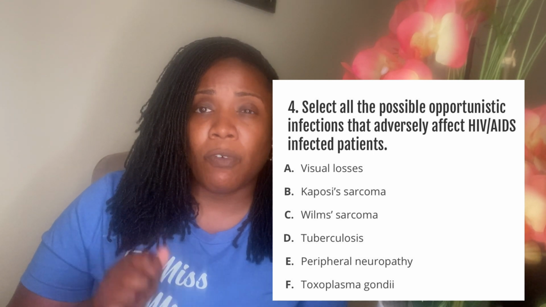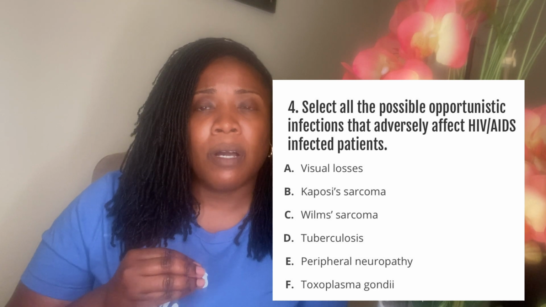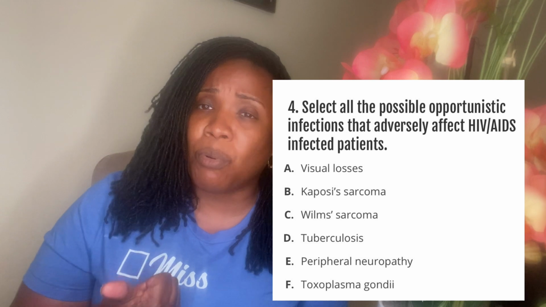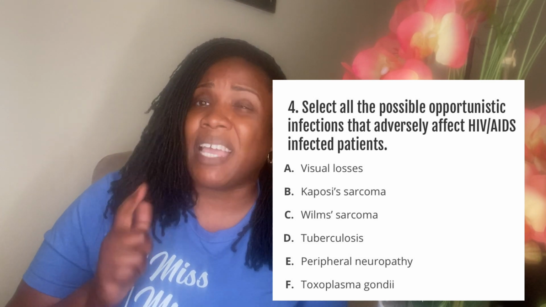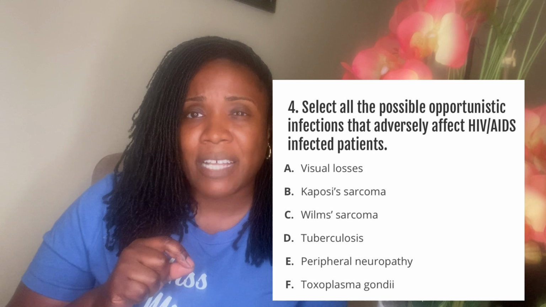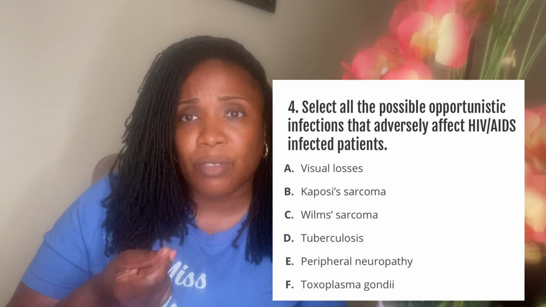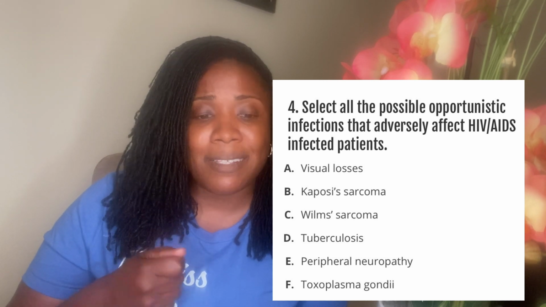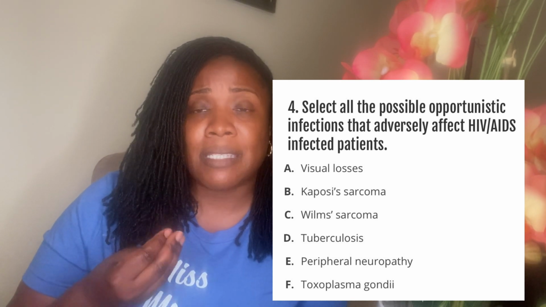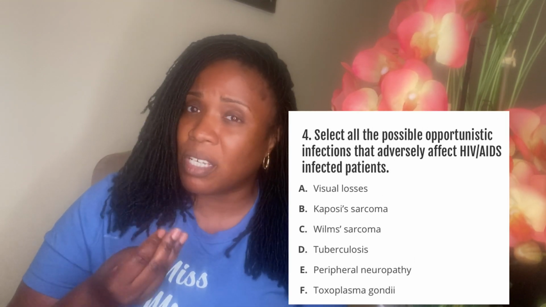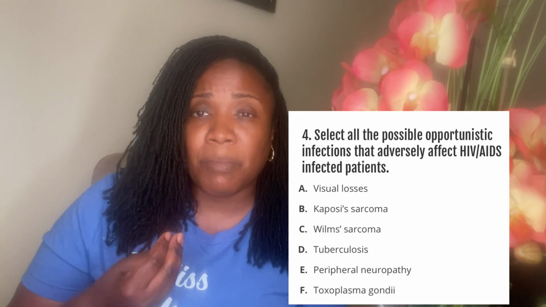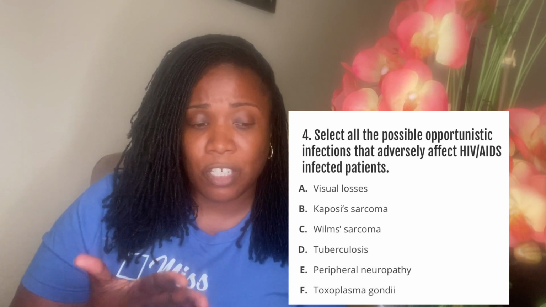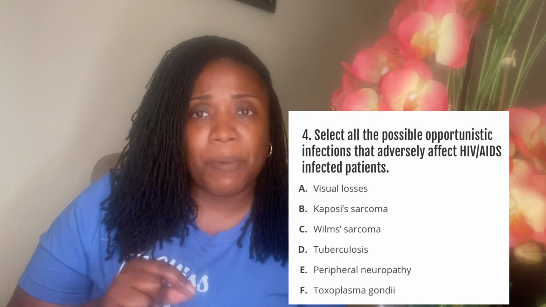Peripheral neuropathy. Peripheral neuropathy is like a numbness, tingling, like pins and needles that patients usually feel when they have poor circulation, or if they have diabetes, or peripheral vascular disease or arterial disease. They'll usually notice peripheral neuropathy. That's not an opportunistic infection. That's actually when we have irritation of those nerves that cause the numbness and the tingling and the feeling of pins and needles in the lower extremities. So that's not an infection. So visual loss and peripheral neuropathy are not options.